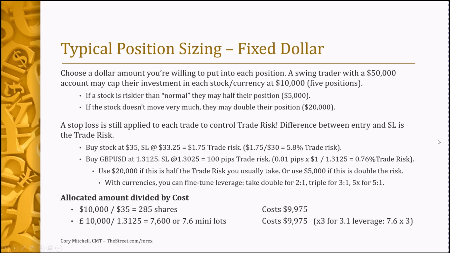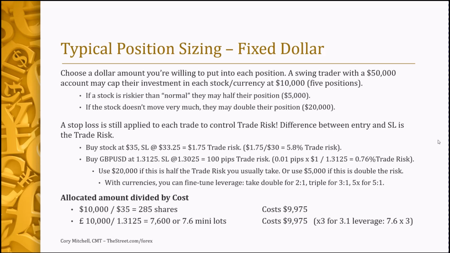So let's move on to a currency example. Let's say you buy the British pound USD at $1.3125. Stop loss at $1.3025. That's 100 pips of trade risk. Again, you could convert that to a percent just to give you a baseline, 0.76%. If you have trades that deviate quite a bit from that, you could adjust your position size for that, as we discussed before.